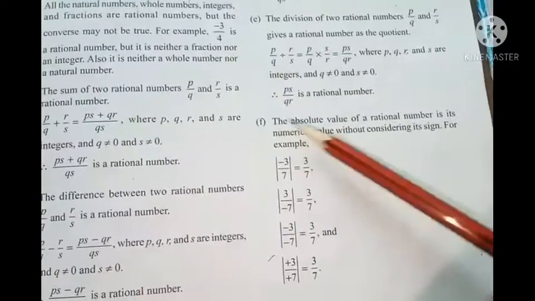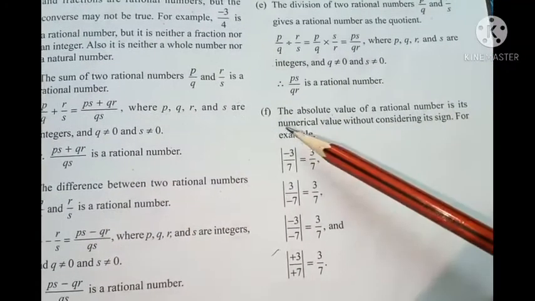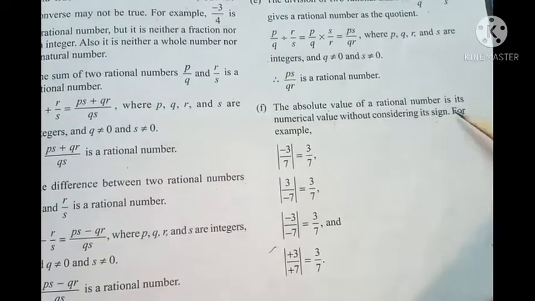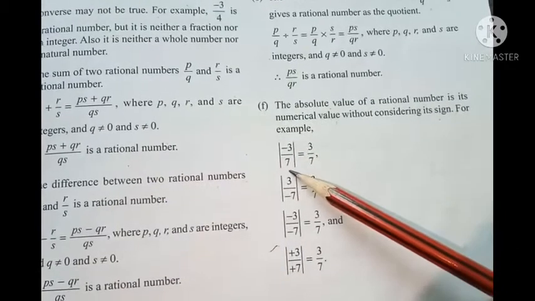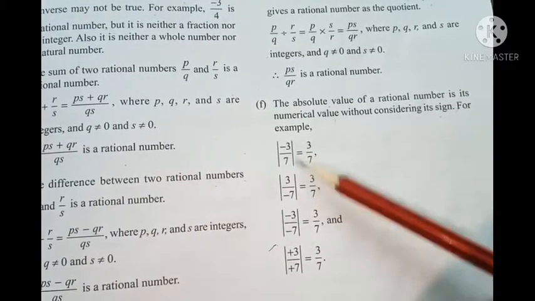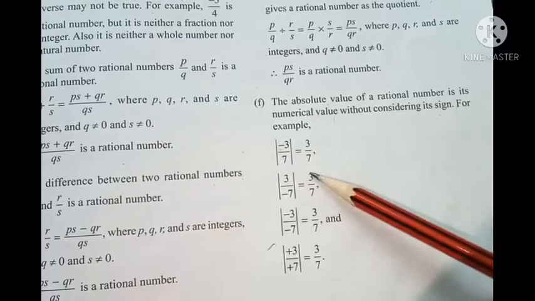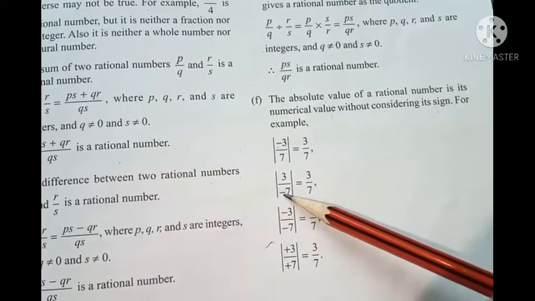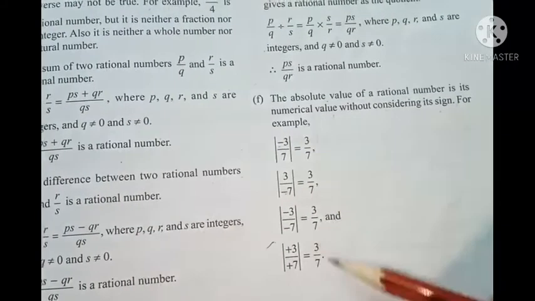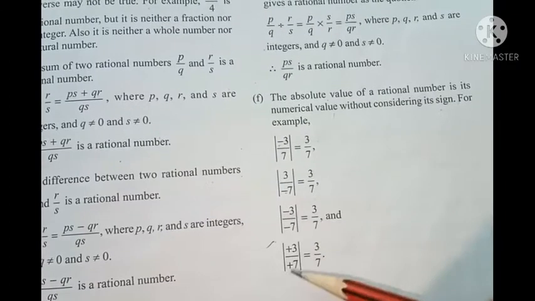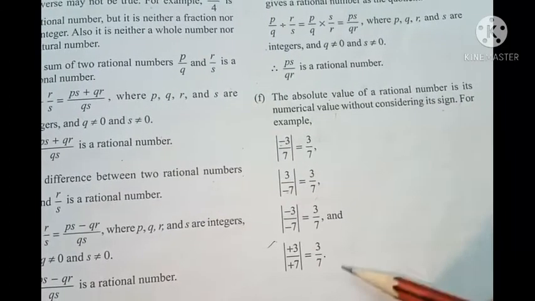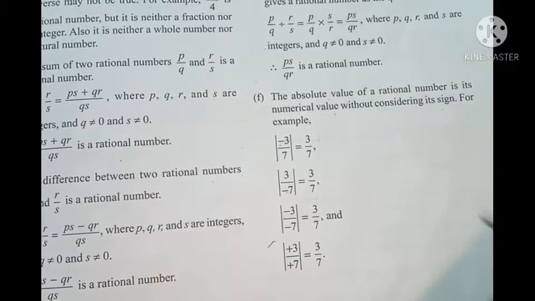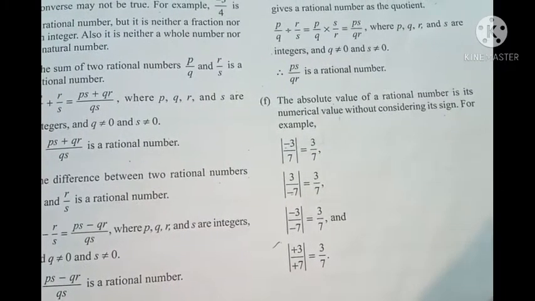Next property, the absolute value of a rational number is its numerical value without considering its sign. If minus 3 by 7 is there and you need to find the absolute value, irrespective of the sign, you will get a positive rational number. So it doesn't matter, whenever you are finding the absolute value of a rational number, its numerical value without considering the sign will be the answer.